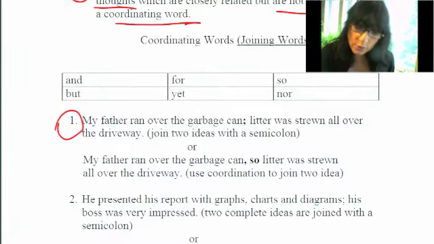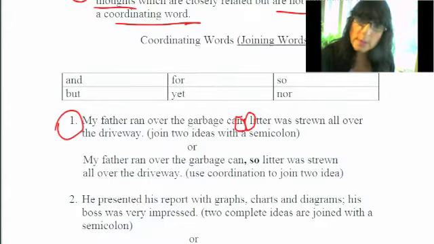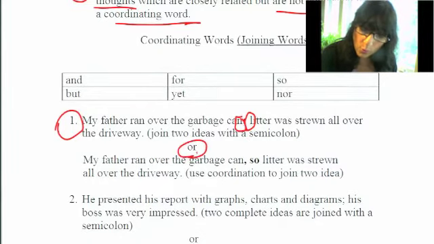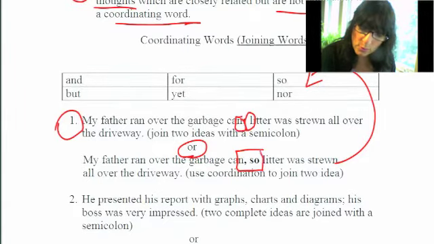Another method, which I've shown you here, is to actually use a semicolon to join the two ideas, but again, the ideas have to be closely related. So you'd say my father ran over the garbage can, semicolon, litter was strewn all over the driveway. Notice that you do not use a capital on litter. So after the semicolon, if you're joining two complete thoughts, you do not use a capital letter. Or another way you could have joined them is by using coordination. My father ran over the garbage can, so litter was strewn all over the driveway. When you use coordination, you'd use the comma and the joining word so.